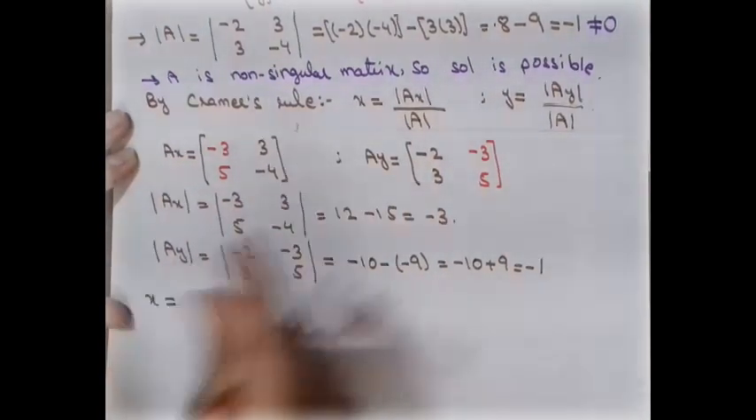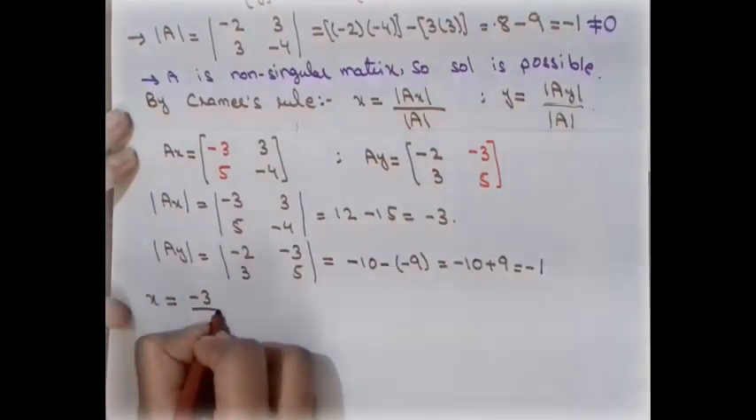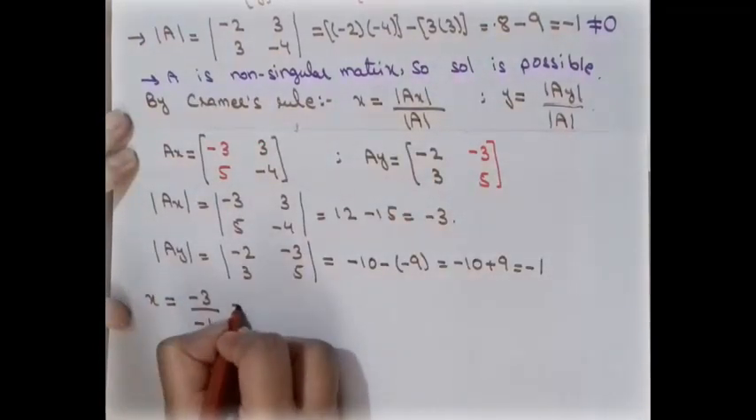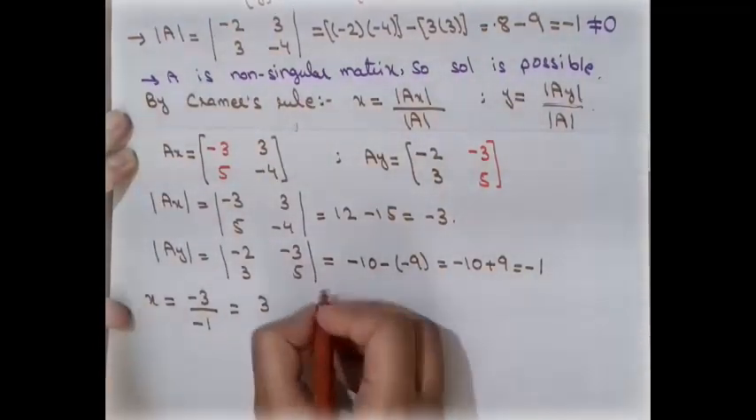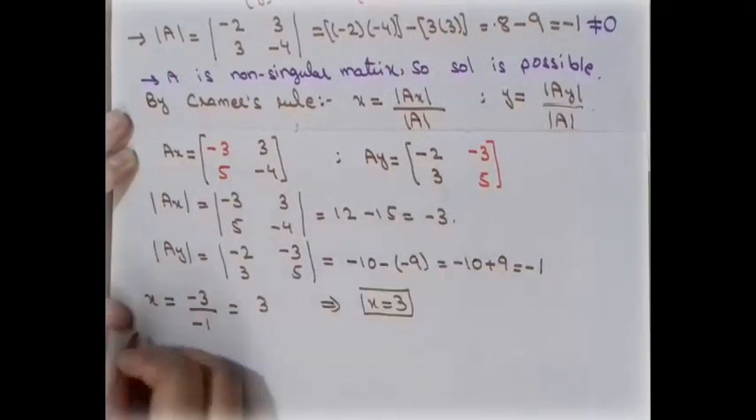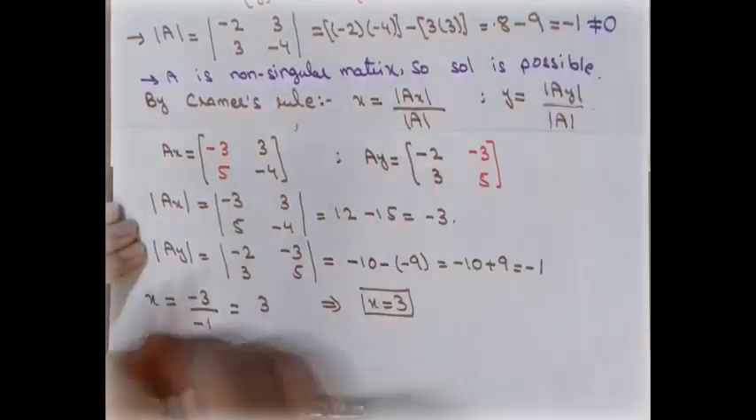So the value of x, the determinant of this, its value is -3 divided by the determinant of A, which is -1, which equals 3. So the value of x is equal to 3, and we can calculate the value of y by putting the values in this equation.